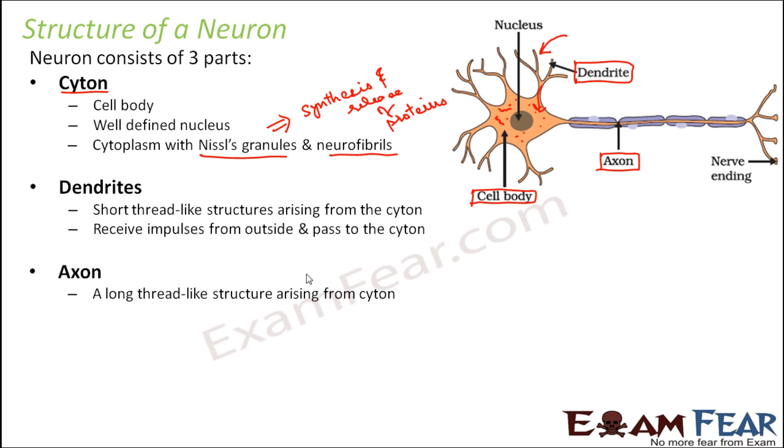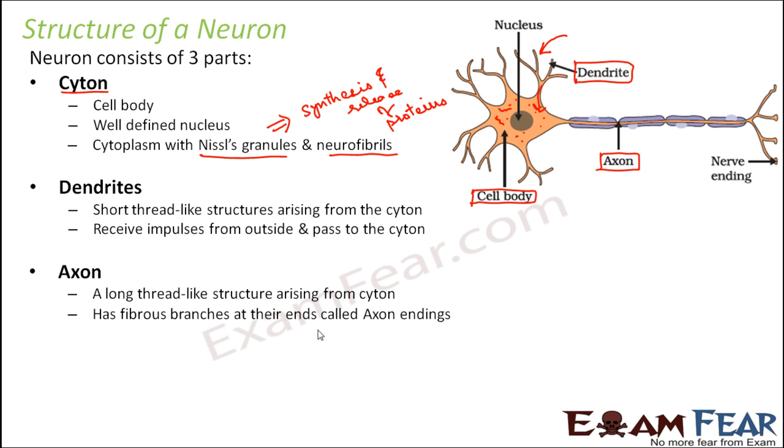Then the last one, the axon, which is a long thread-like structure arising from the cyton. You can see here it is also an extension of the cell body. So both dendrites and axons are extensions or projections of the cell body. Just that dendrites are small in size, but many in number. Here you can see there are so many dendrites. But the axon is one in number, and it is quite long.